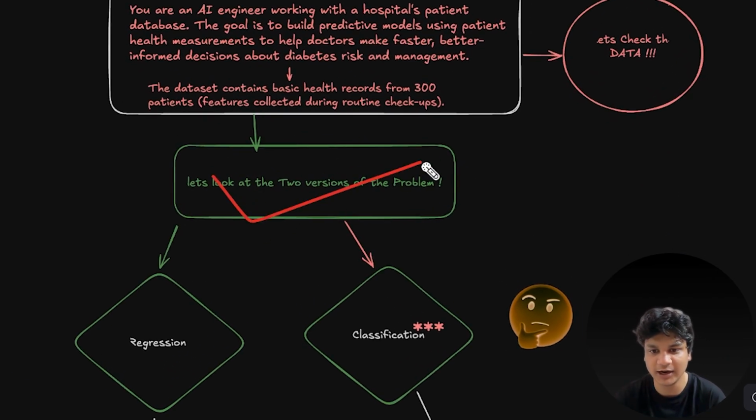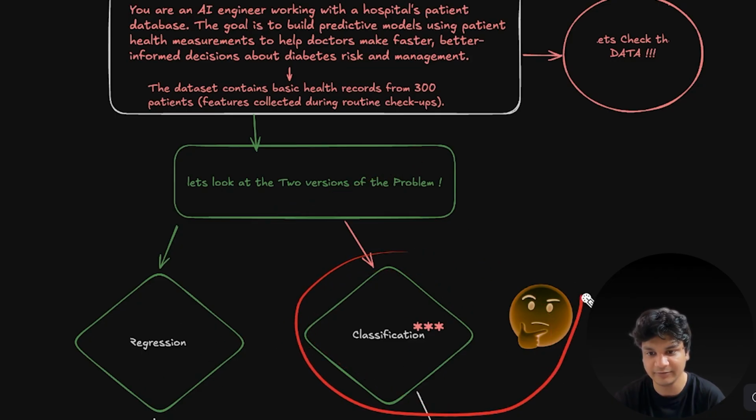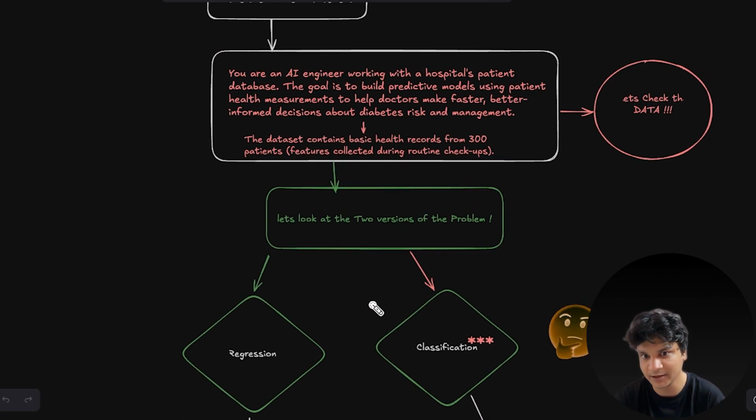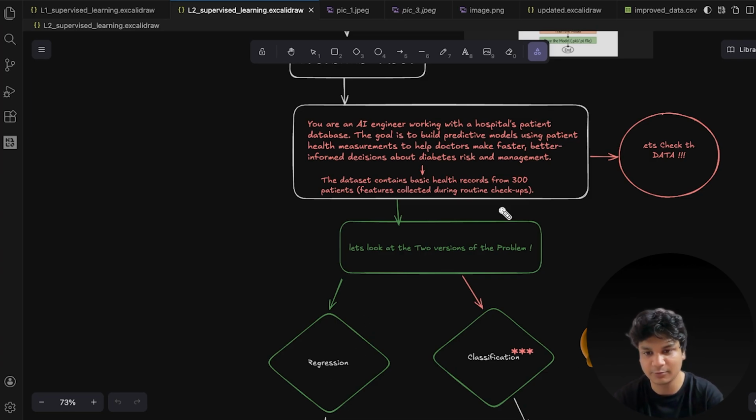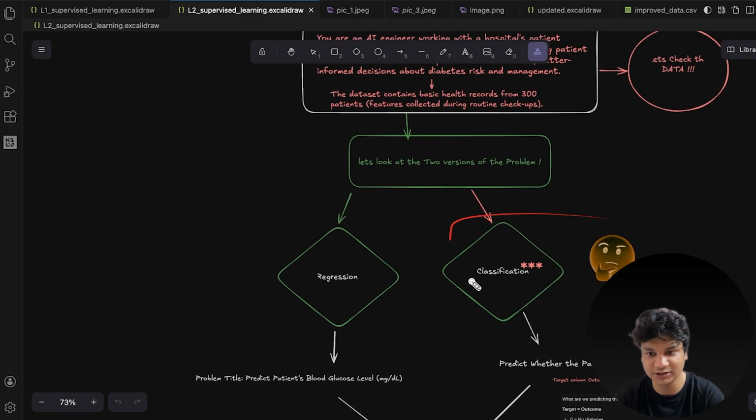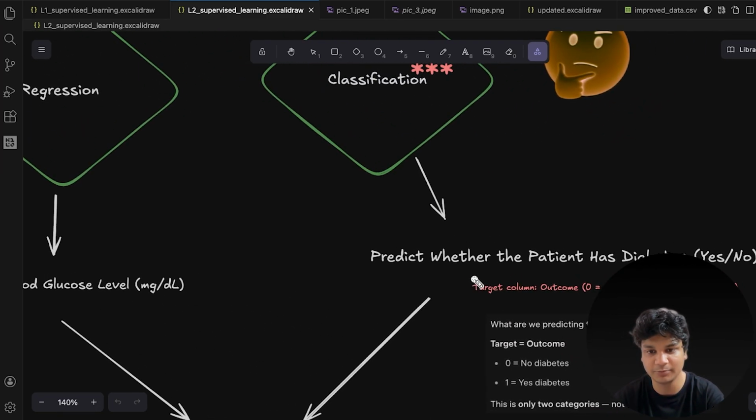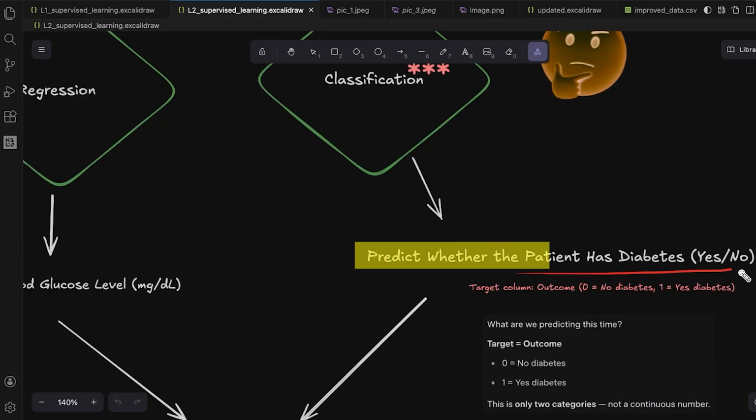So again, let's look at the version of the problem. This is actually a classification problem, right? Because we just need to classify. The problem statement was a classification problem. And what do we need to predict? We need to predict whether the patient has diabetes or not diabetes, right? Yes or no, that's it.